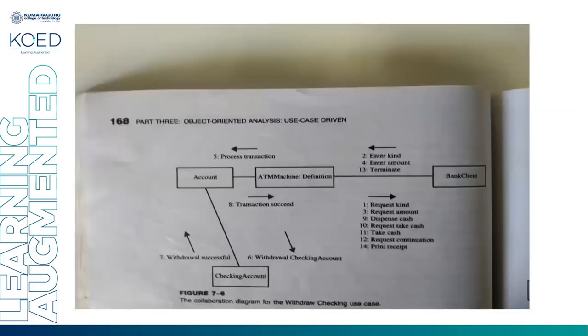And the collaboration diagram for the withdraw checking use case is given here. Numbering systems are given. So number one, the ATM machine requests a kind of transaction to the bank client.